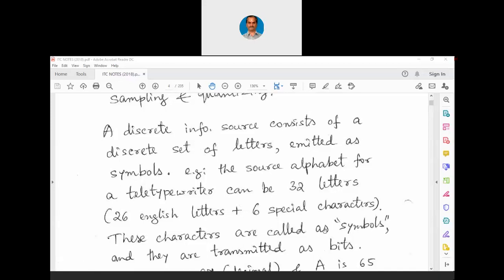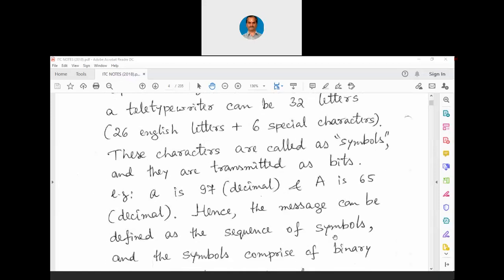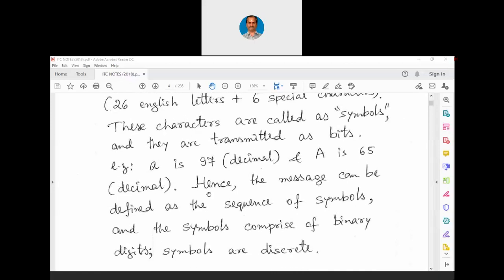A discrete information source consists of a discrete set of letters emitted as symbols. For example, the source alphabet for a teletypewriter can be 32 letters: 26 English letters plus 6 special characters. These characters are called symbols and they are transmitted as bits. For example, small a is 97 decimal, whereas capital A is 65 decimal. Hence, the message can be defined as a sequence of symbols, and the symbols comprise binary digits.